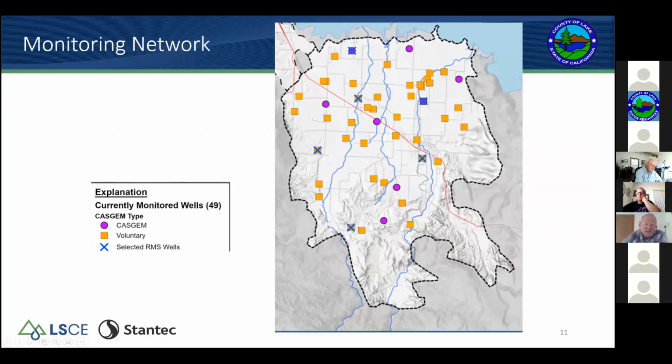So this is just the same map, but I created it so it's a little easier to review, and we'll get some KMZ files at some point and get those out to folks. And again, we've got pretty good historical records and well construction information on the wells that essentially have the blue X's through them. But again, we can shift some of these around. It's not too late. So that's a little bit about the network.